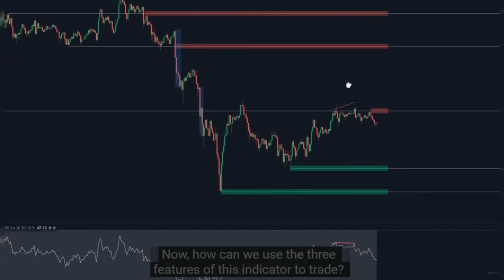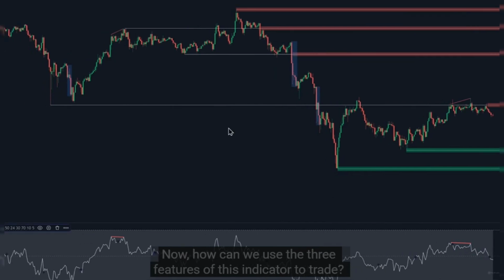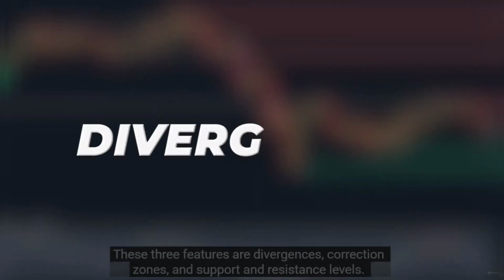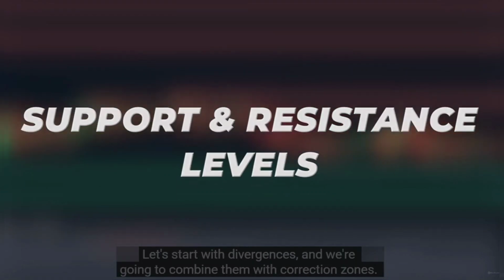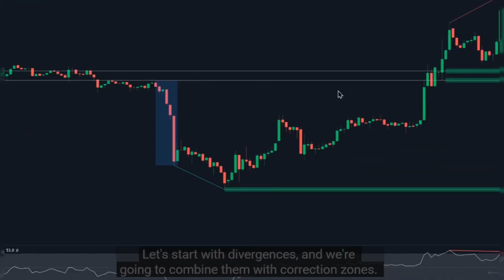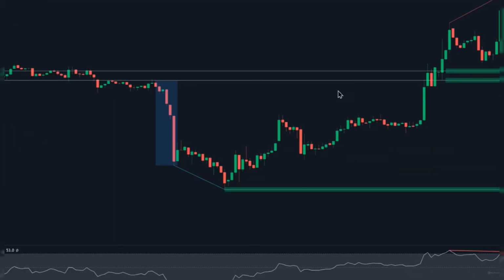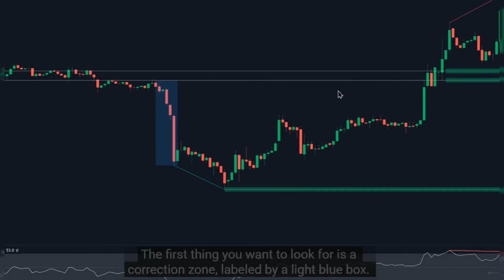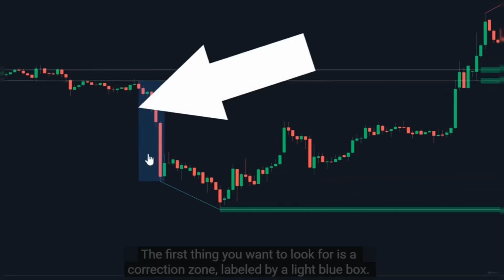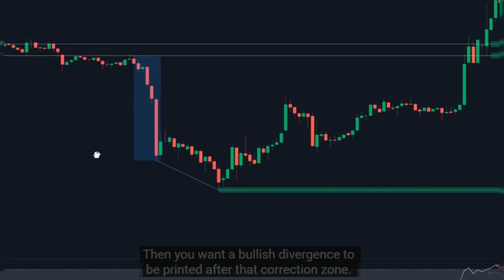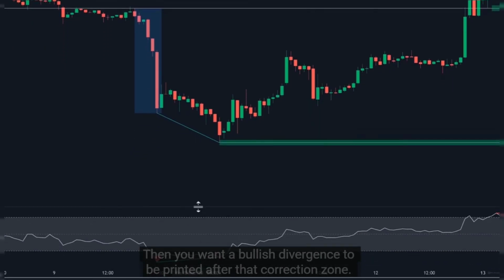Now, how can we use the three features of this indicator to trade? These three features are divergences, correction zones, and support resistance levels. Let's start with divergences, and we're gonna combine it with correction zones to take some profitable trades. The first thing you want to look for is a correction zone, labeled by a light blue box. And then you want a bullish divergence to be printed after that correction zone.